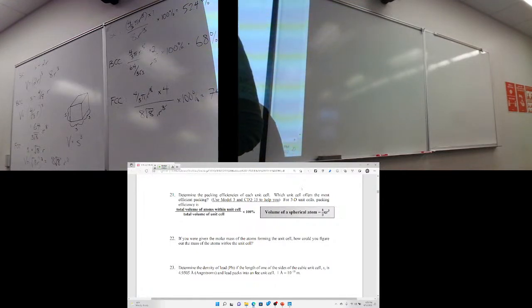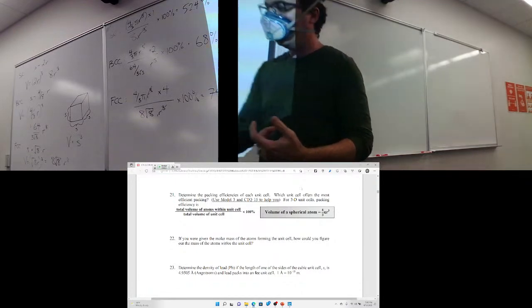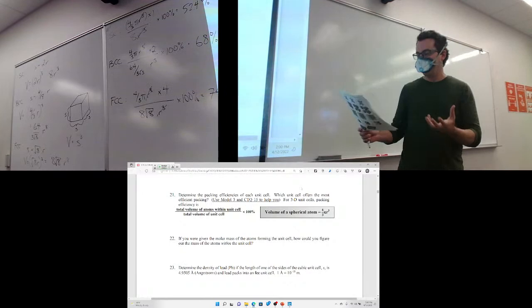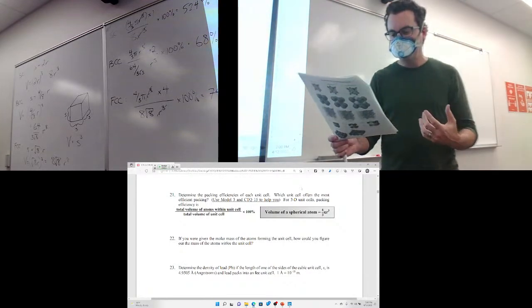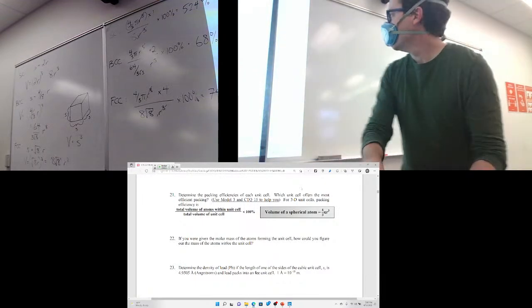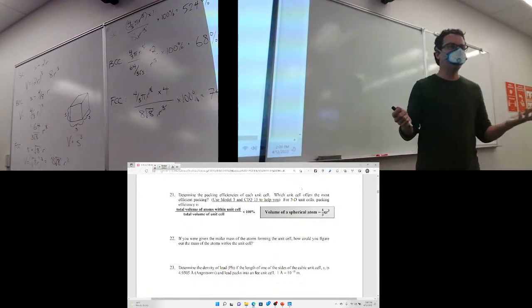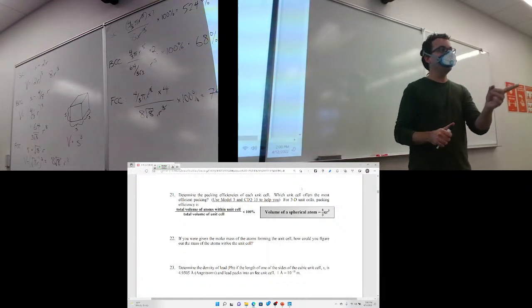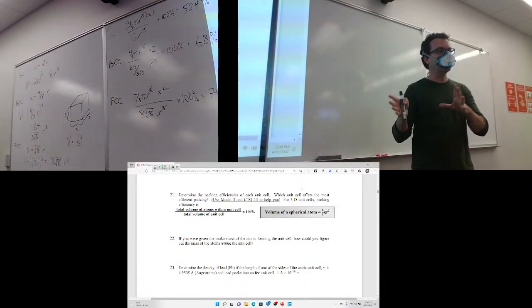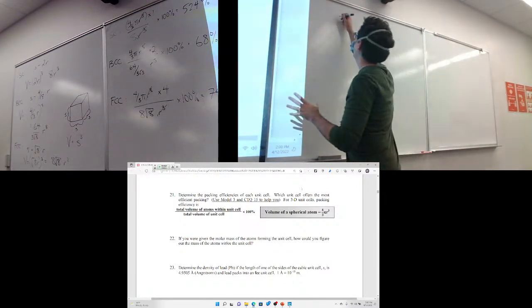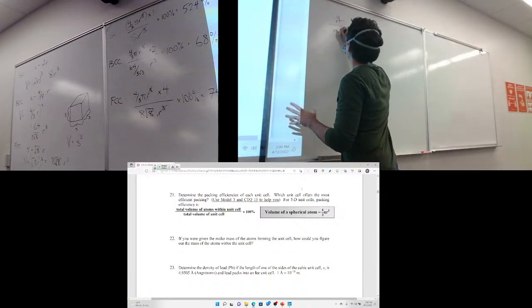22. If we were to calculate the molar mass, if we were given the molar mass of the atoms that make up our unit cell, how would you figure out the mass of the atoms within the unit cell? So, what is molar mass? What are the units of molar mass? AMU. AMU is technically not molar mass. When it's a molar mass, the definition is slightly different. It's the mass of 1 mole. Remember that? So the units are going to be grams per mole.